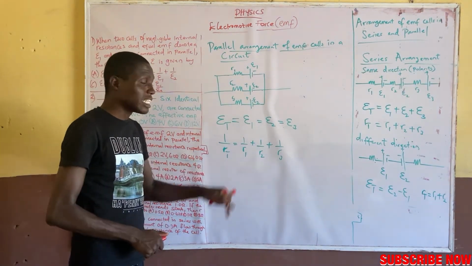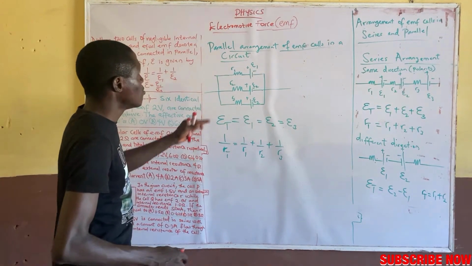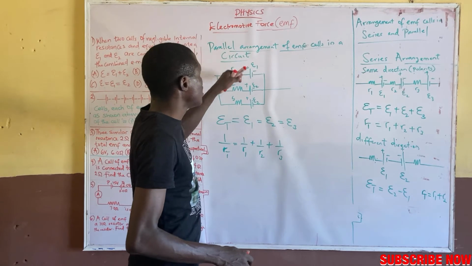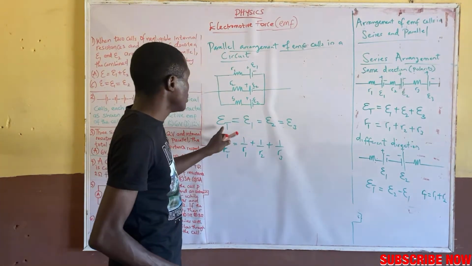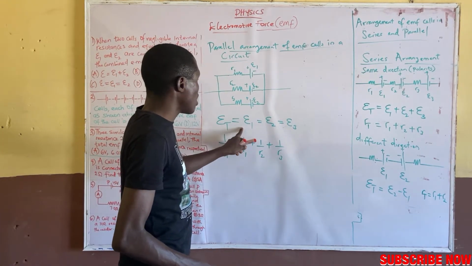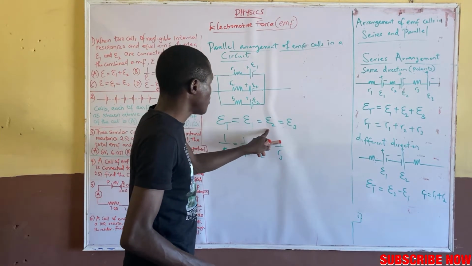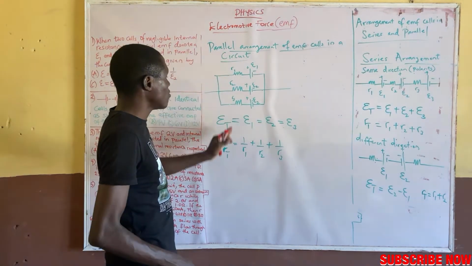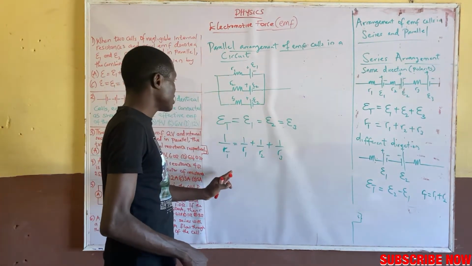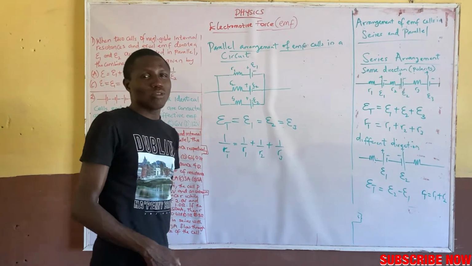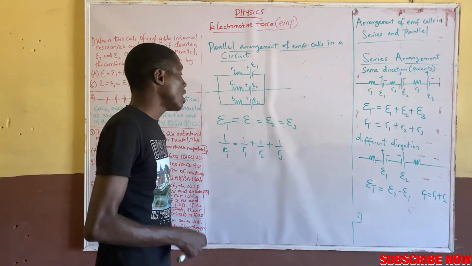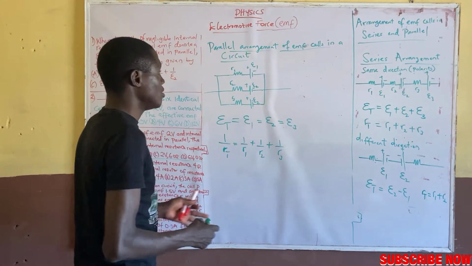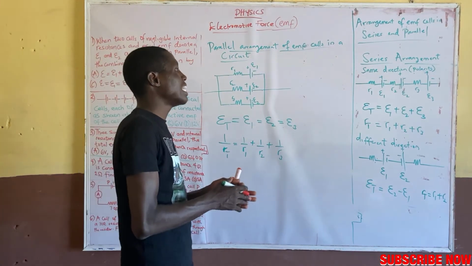Of EMF and internal resistance. You can see for parallel arrangement, the total EMF is equivalent to individual EMF, which is total EMF is equal to EMF 1 equal to EMF 2 equal to EMF 3. While the total internal resistance is the reciprocal of the sum of the reciprocal of individual internal resistance. So that's that about the arrangement of EMF in parallel and in series.